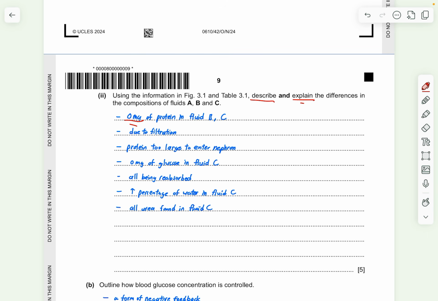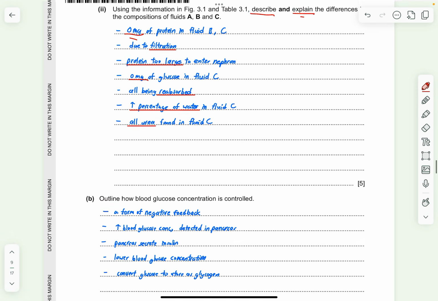So what happens is that it already undergoes the filtration process. And what is the reason that B and C do not have protein? It's because proteins are too large molecules. There is also 0 milligram of glucose in fluid C. Why is it not in fluid C? Because all has been reabsorbed back into the body. You can also see that there is an increased percentage of water in fluid C, and most of the urea is found in fluid C also. So this is a more general description that you should provide to show your understanding of these things.